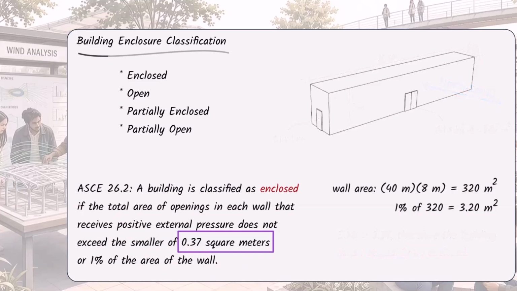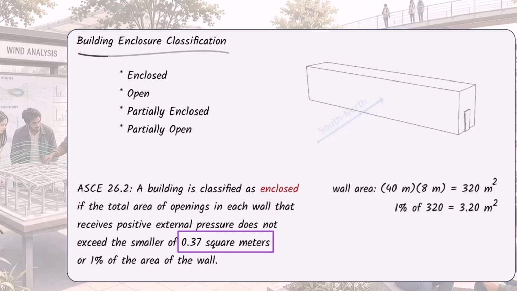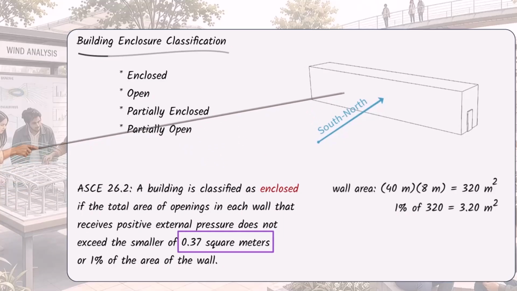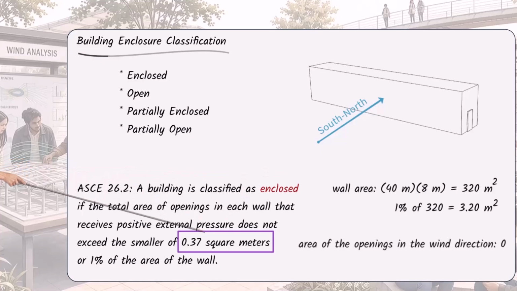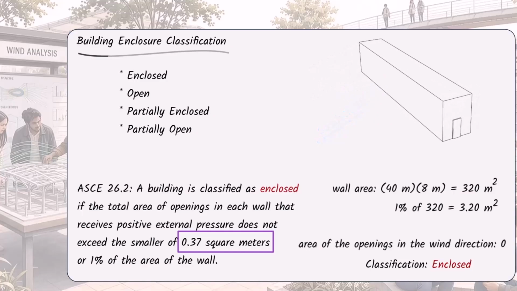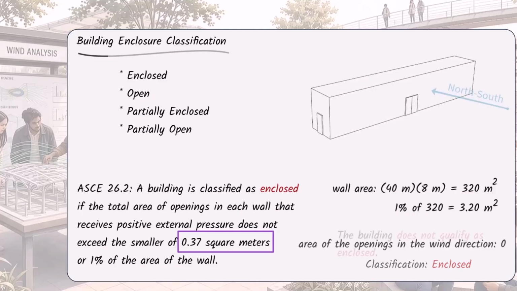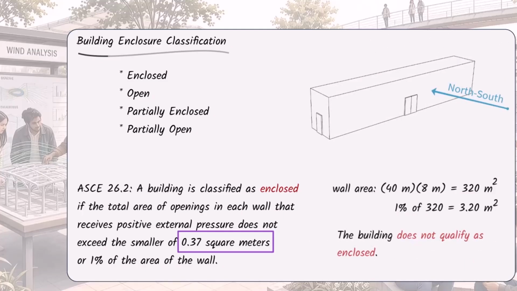However, if the wind direction reverses, blowing from south to north, the front wall becomes the positively pressurized surface. That wall has no openings. So in that case, the building does qualify as enclosed. In summary, whether the wider building is considered enclosed depends on the wind direction. For south to north winds, it qualifies as enclosed. For north to south winds, it doesn't.